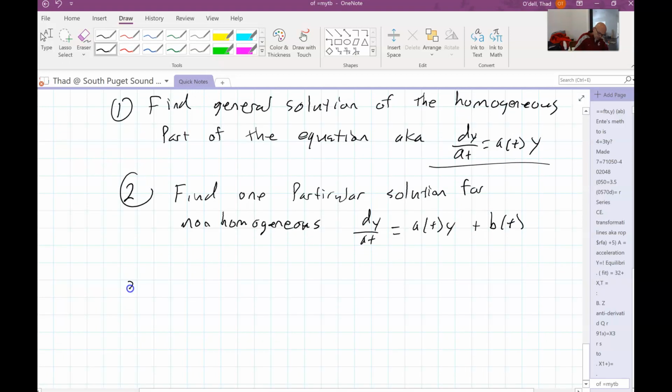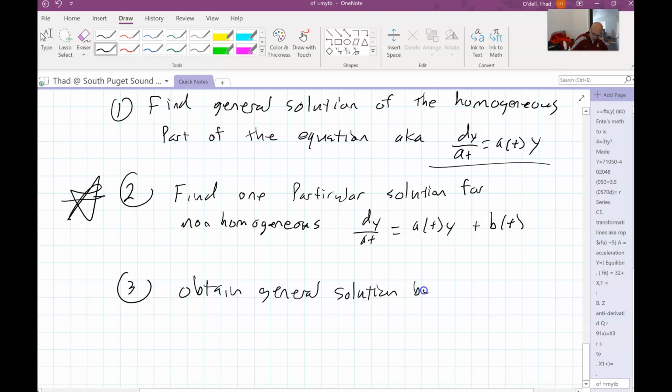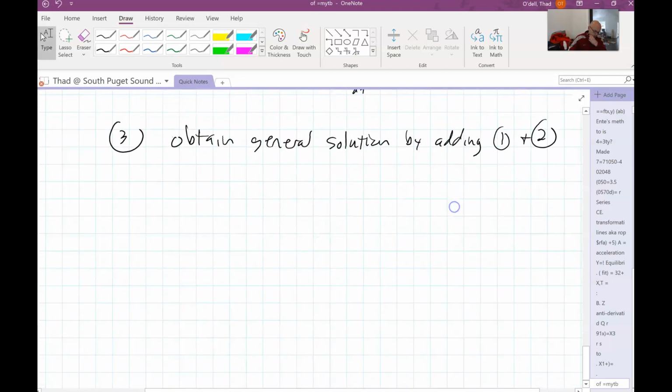And then finally, third step is, this of course is the hard step, put a star by it. Third step is obtain the general solution by adding what you got from step 1 and step 2. Okay? That's the process that we're going to go through.